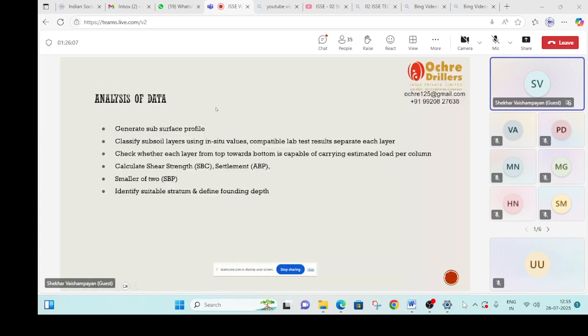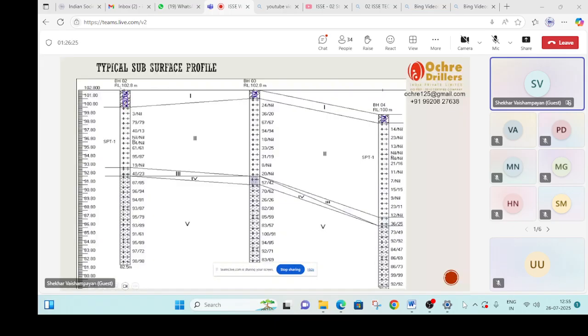So how do you analyze? Using this data, you generate a subsoil profile. You classify subsoil layers using in situ values. We'll show you the subsoil profile next slide, and I might as well show you that. Okay. So we have 3 borehole profile here. So you can see RL 102, 102, and 100. Layer 1, layer 2, layer 3, and major slightly weathered basalt here. So based on this stratification, you can say where am I going to put my foundation? You can come up with that answer.